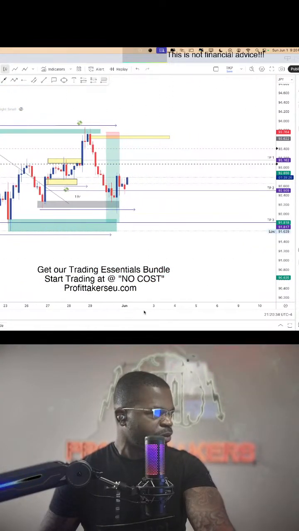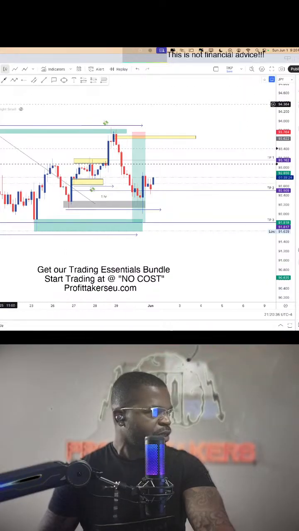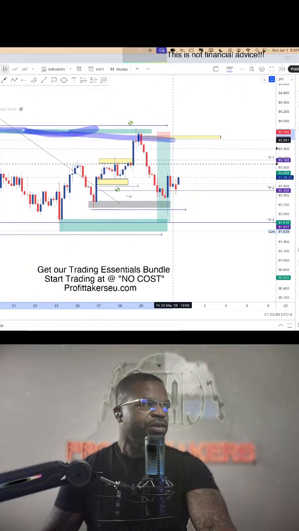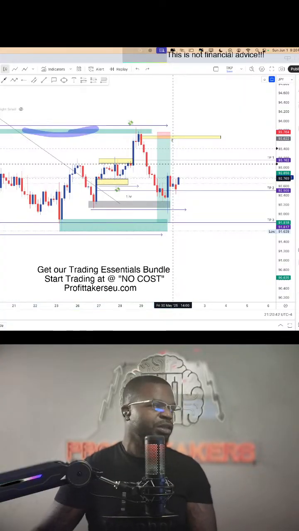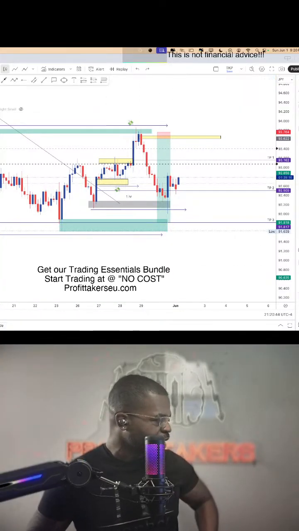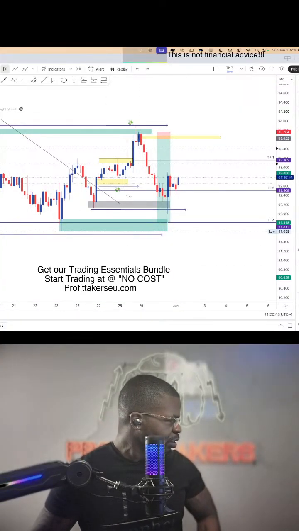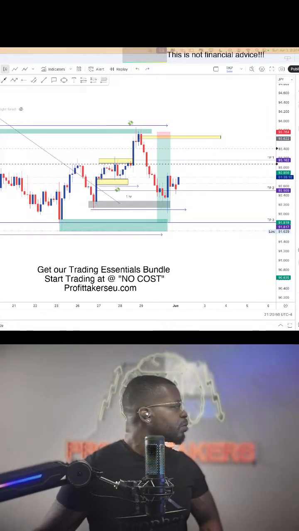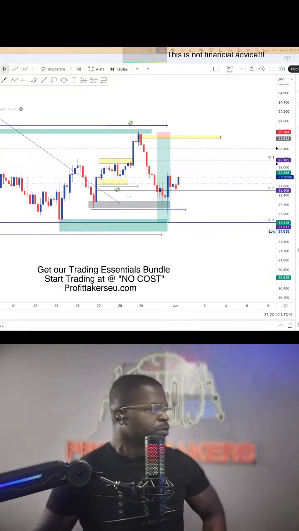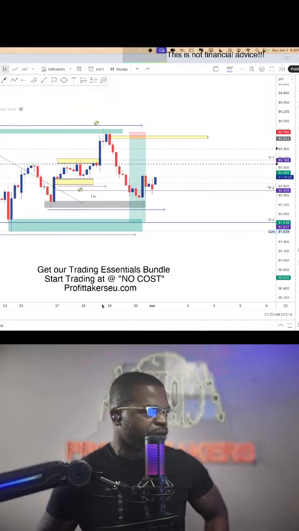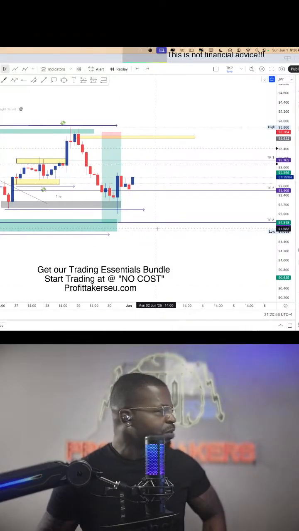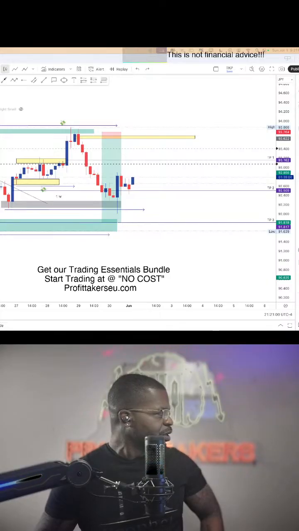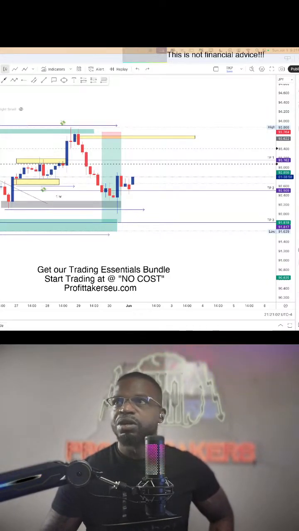So AUD JPY, we entered in the sale looking at this area here with this rejection. Let me find the entry. Okay, got you. So AUD JPY, we actually missed the entry.